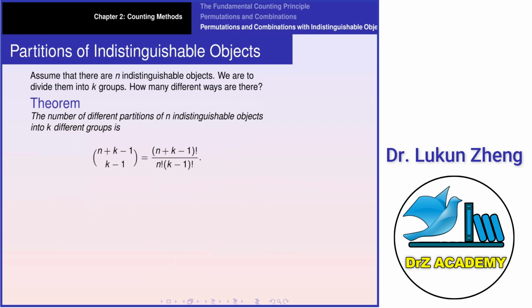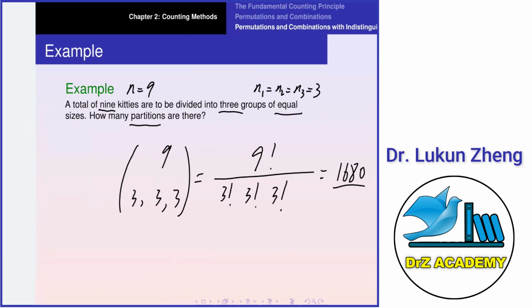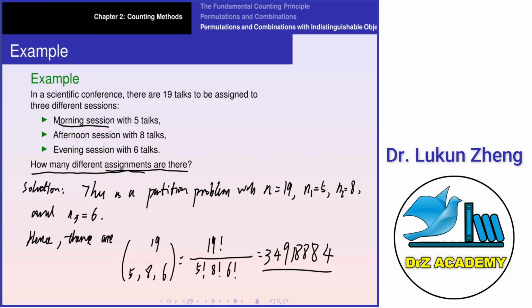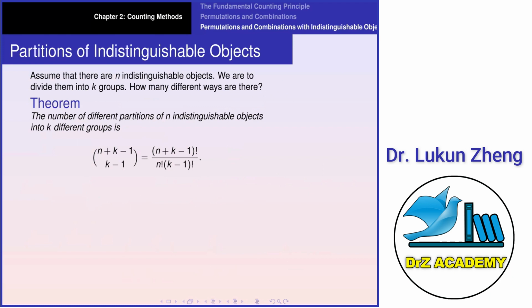The partitions of indistinguishable objects. Now, in the previous ones, the objects are different. But now we are going to talk about partitions of indistinguishable objects. So assume there are n indistinguishable objects. We are to divide them into k groups. How many different ways are there?